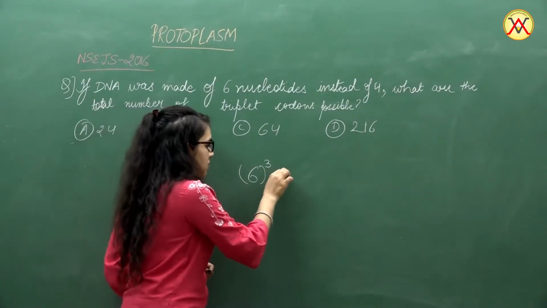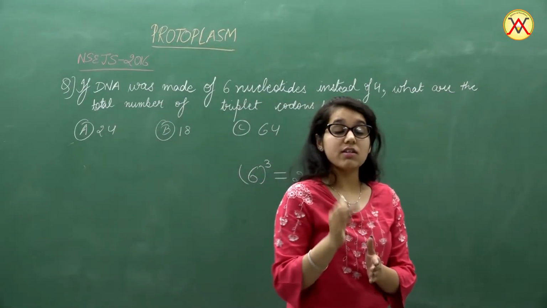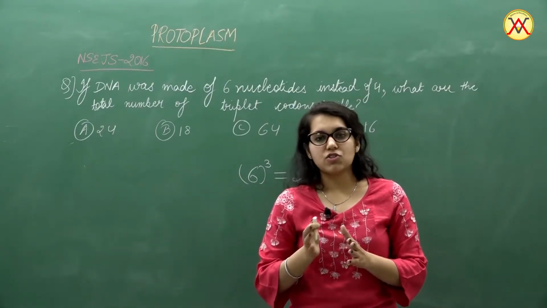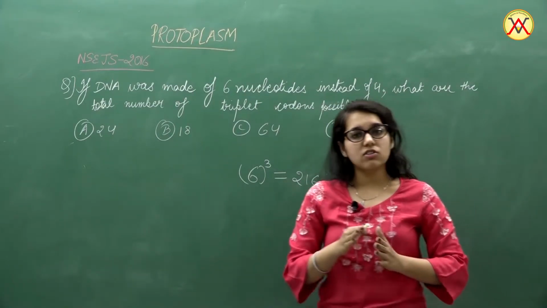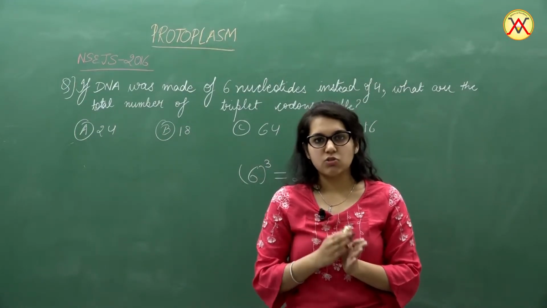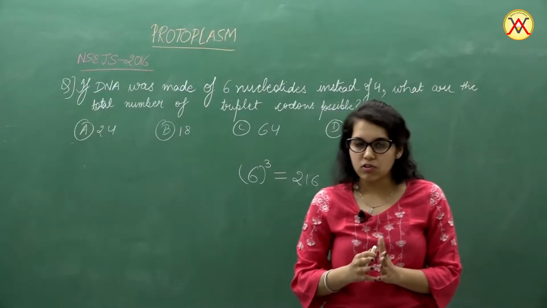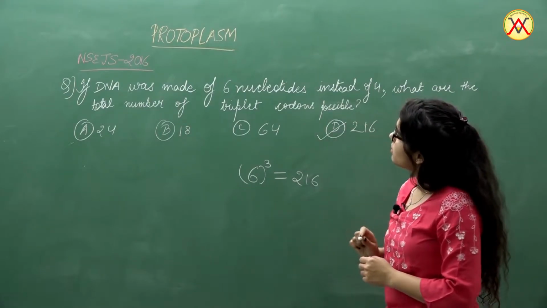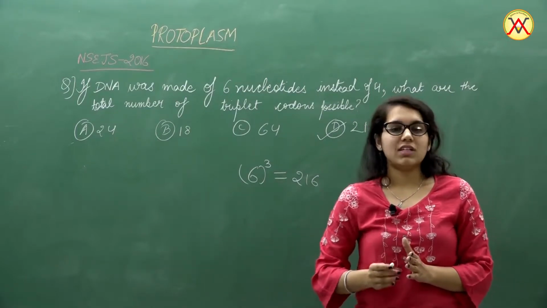So if we try to make the combination, then we will get around 216: 6 into 6 is 36, and again 36 into 6 will be equal to 216. So if instead of the 4 nucleotide sequence of AUGC present on the mRNA, we have the 6 nucleotide sequence, and from that we want a triplet codon like AUG, GUG and so on, then we will get around 216 possible codons which will code for the amino acids. So the answer for this question will be D, that is 216 will be the total number of triplet codons possible if the nucleotide sequence is made up of 6 nitrogen bases.